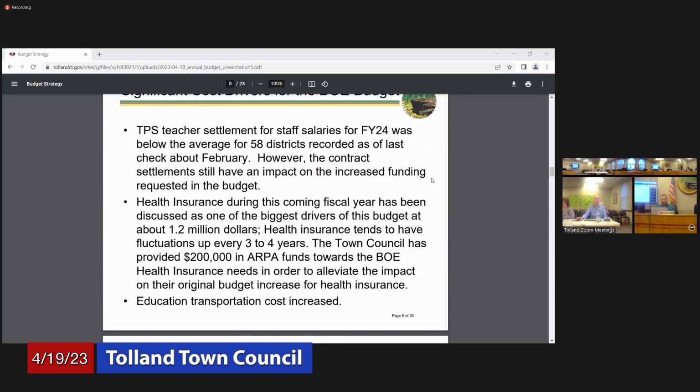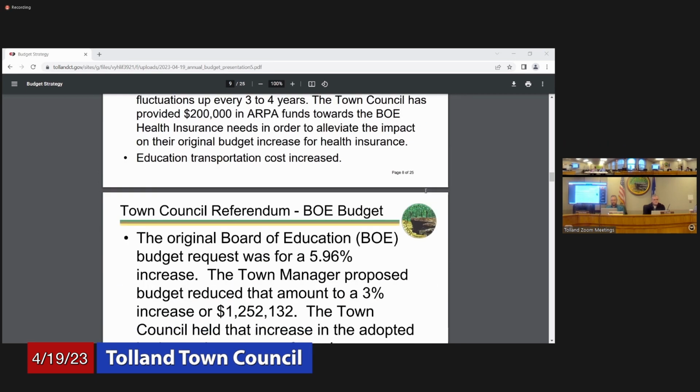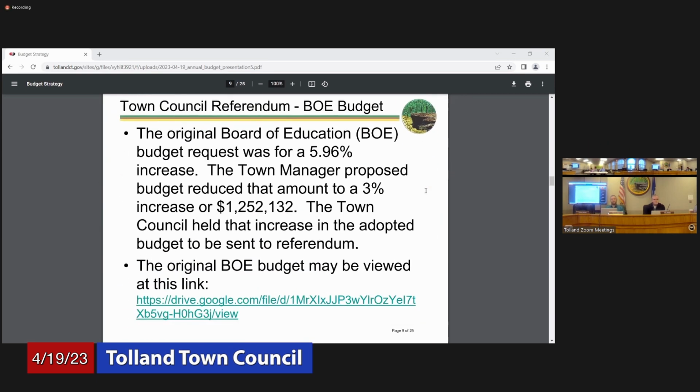TPS teacher settlement for staff salaries was below average. However, the contract settlements still have an impact on the increased funding requested in the budget. As many know in council chambers, but just a general notification, the health insurance was a major driver at about $1.2 million. They tend to have fluctuations every 3 to 4 years. And the council passed earlier in the year $200,000 in ARPA funds towards their BOE health insurance needs to alleviate that impact. And also education transportation costs increased.